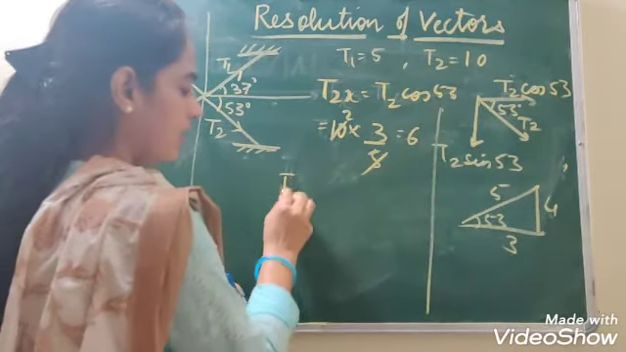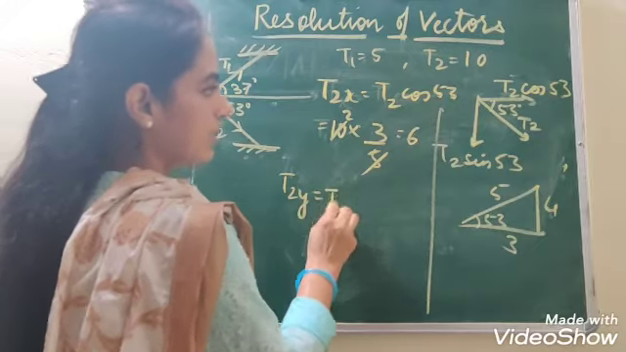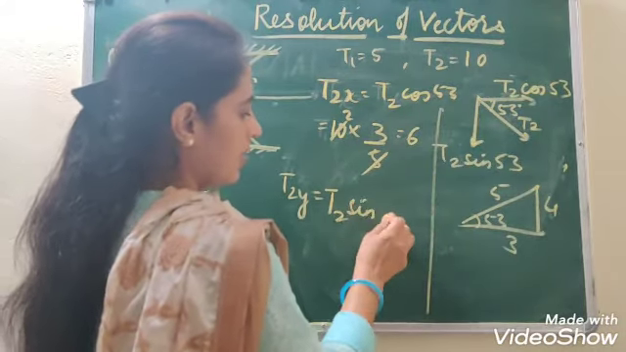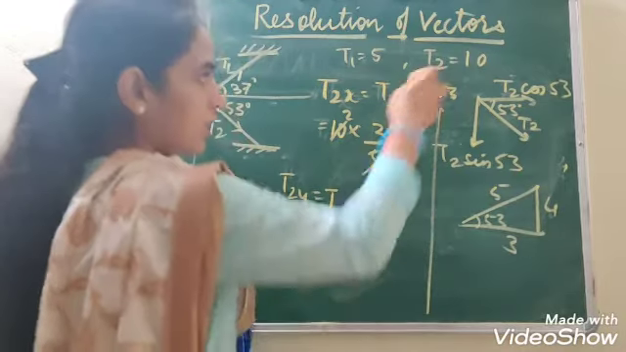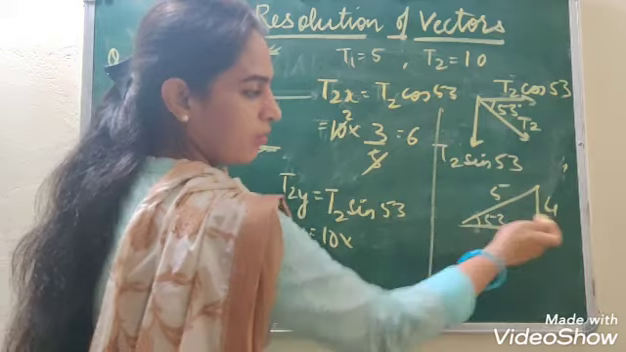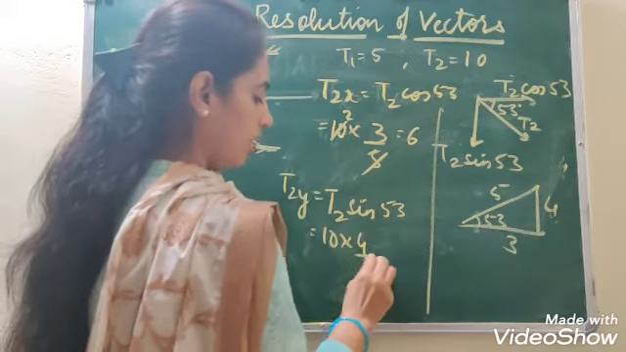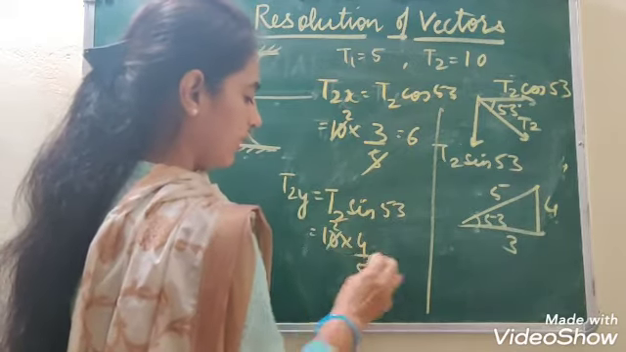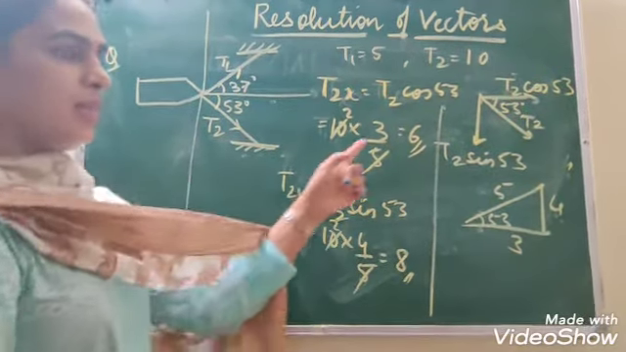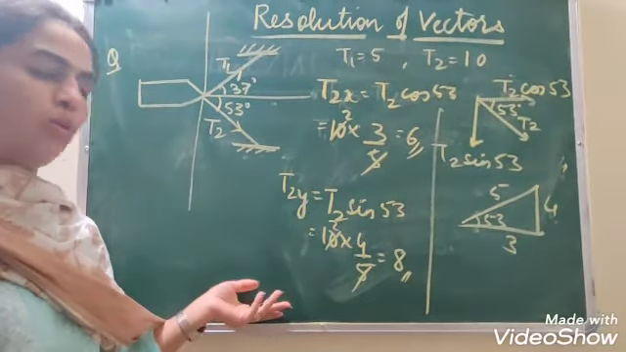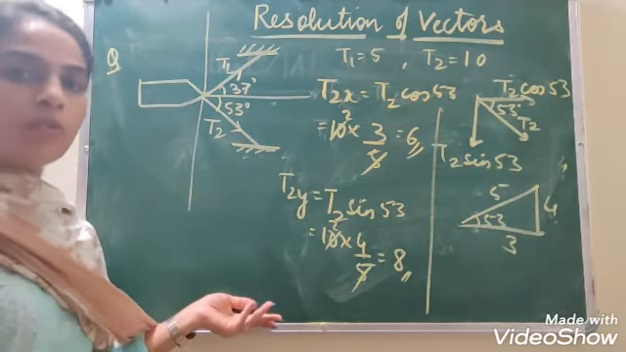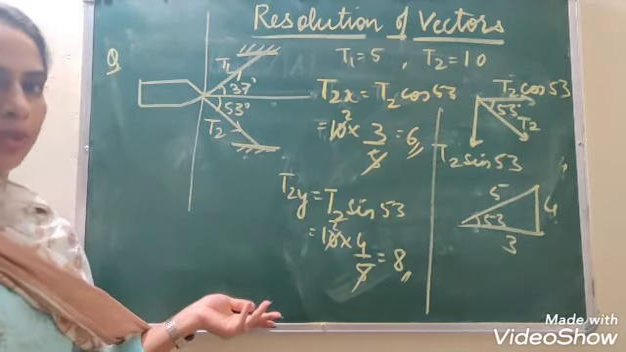And T2 in the y direction is T2 sin 53. T2 is again 10. Sin 53 is 4 by 5. So 5 2s are 10, and this is 4 2s are 8. So we got T2 in the x direction as well as T2 in the y direction. So this is how to find the components of any vector in the x and y direction.